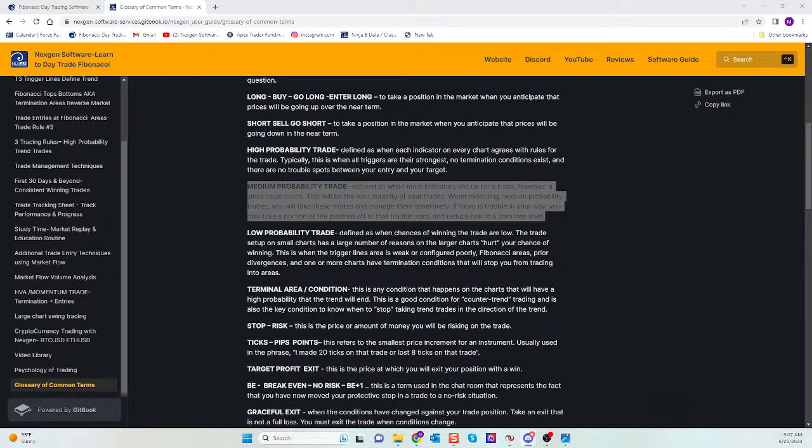A medium probability trade. The expectation isn't that it wins as much as a high probability trade, but it still has an awful lot of advantages. A medium probability trade is defined when most of the indicators line up for a trade, however a small issue exists. Your ability to read your charts is going to have you identifying that small issue. This will be the vast majority of your trades, guys. What you're going to find is that when it's perfect, you will never miss it. And when it's not quite perfect, your chart reading is going to allow you to make decisions on whether or not it's advantageous to get in, guys.